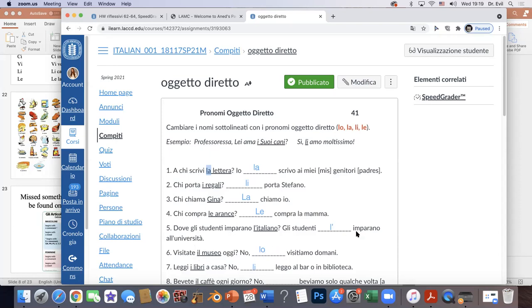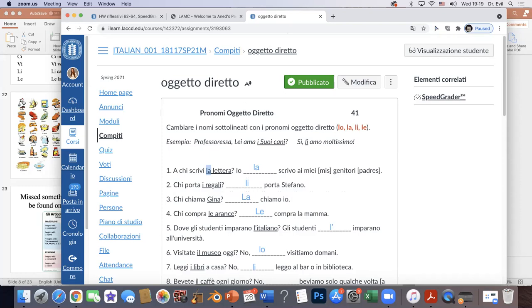Sometimes the article for masculine singular is lo, if the word begins with a Z or a GN or a S and a second consonant. And sometimes, like l'italiano, is L apostrophe, if the noun begins with a vowel, right? So it's going to be L apostrophe, il or lo, but L apostrophe can also be for l'università, right? A feminine noun, so it can be la, l'università, la visitano domani, right?